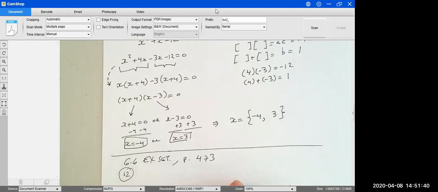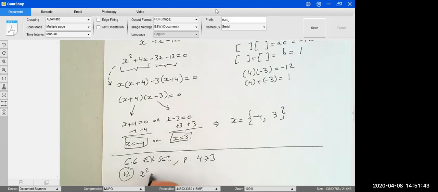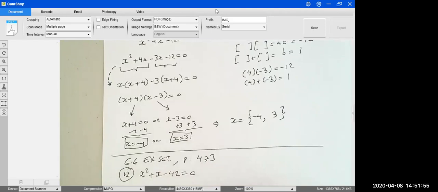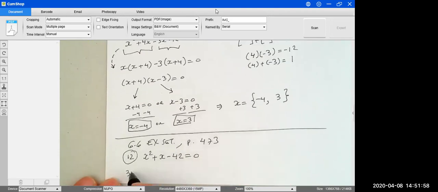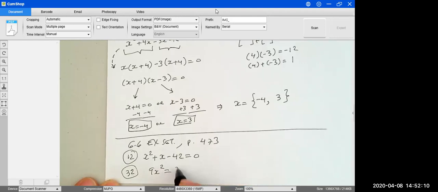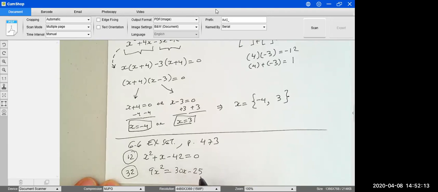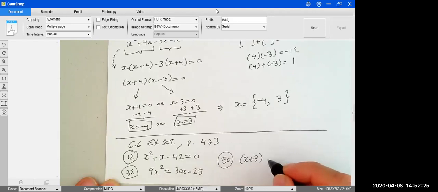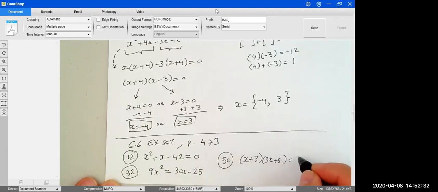So problem 12 is going to be just x squared plus x minus 42 equal to 0. Then we have problem 32. Problem 32 is 9x squared equals 30x minus 25. And finally, problem 50. Problem 50, you have x plus 3 that multiplies 3x plus 5 equals 7.